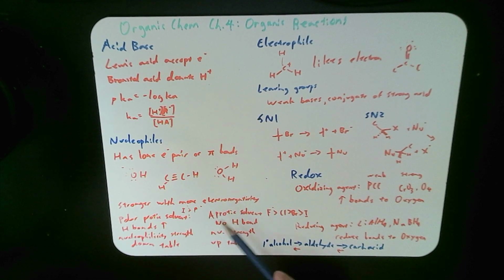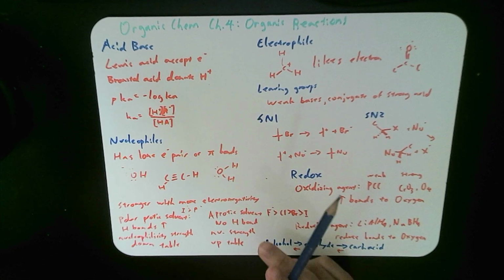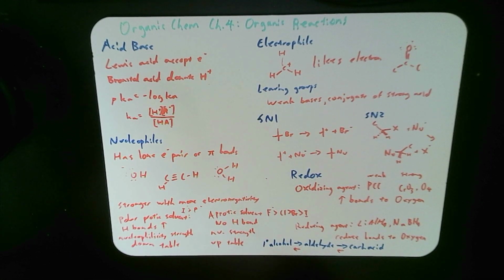Next, we have aprotic solvents, which don't contain any hydrogen bonds, and their nucleophilicity strength goes up the further up the table you go. Because there are no hydrogen bonds in there, they're experiencing full strength. The more electronegative they are, they can go ahead and use that as a nucleophile and attack an electrophile.